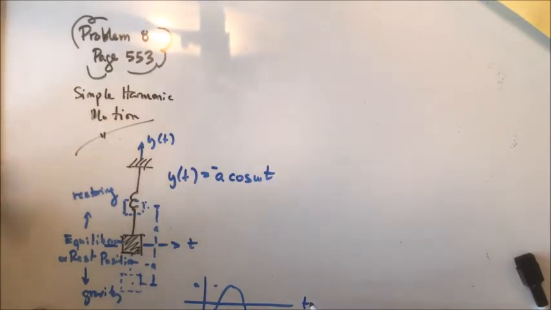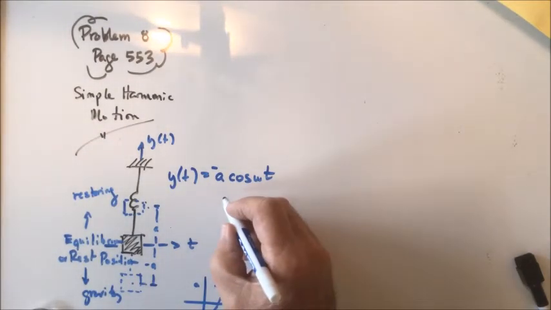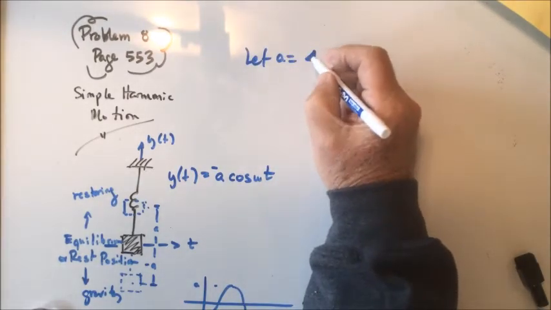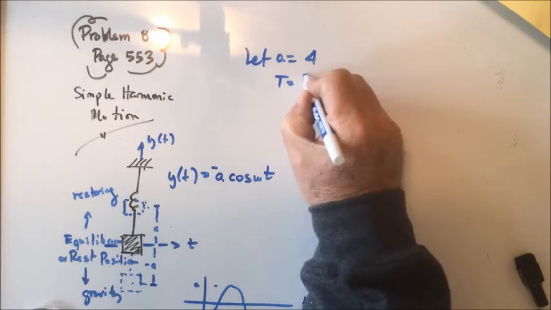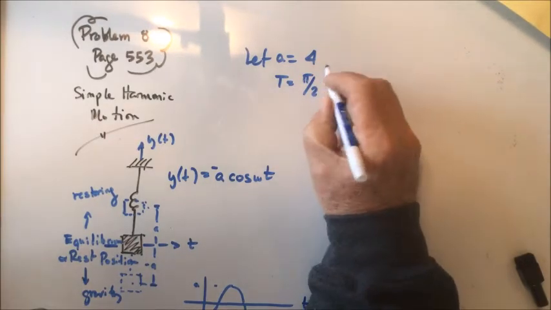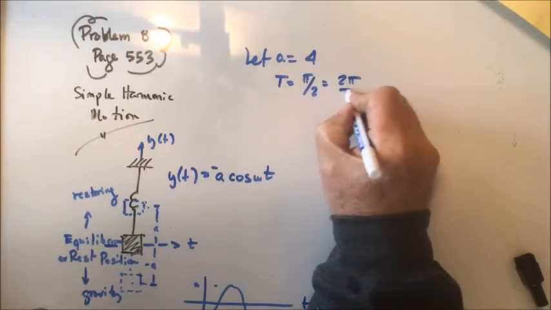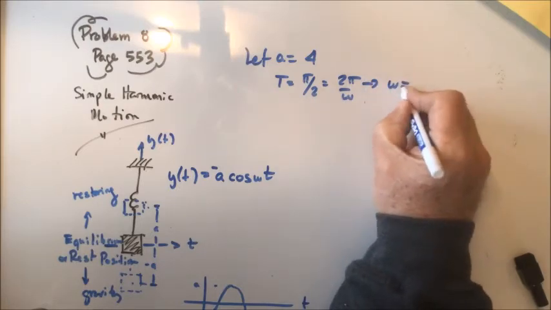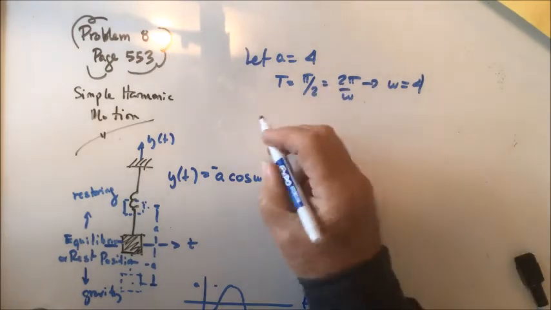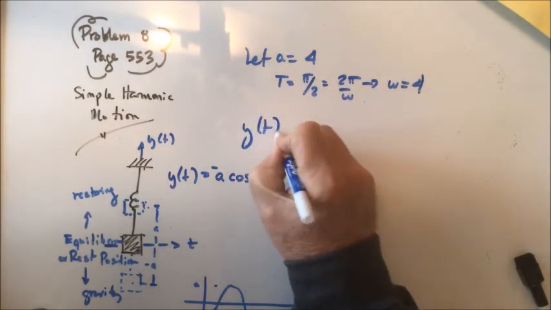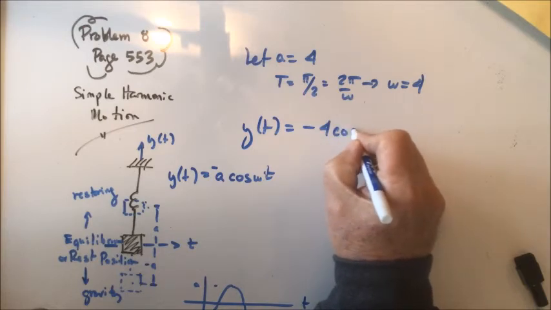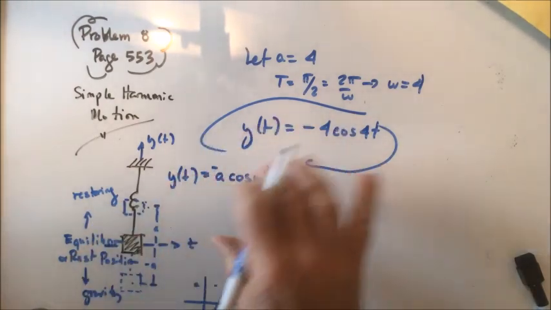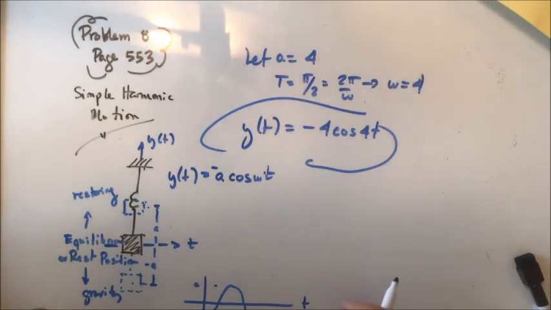This particular problem, problem 8, says let a be equal to 4 and let t be equal to pi over 2. Let's remember that t is 2 pi over omega. That means omega, the pi's go away, is going to be equal to 4. And if I would just stop talking, I could write down the answer to the problem: minus 4 cosine 4t is the equation which describes this problem with this input. All right.